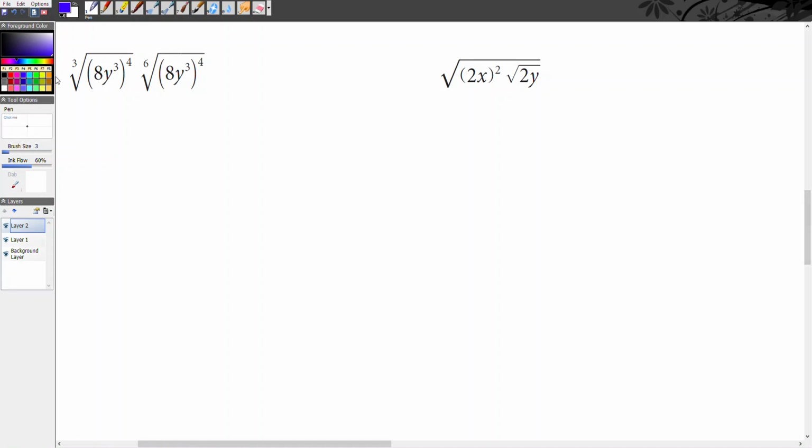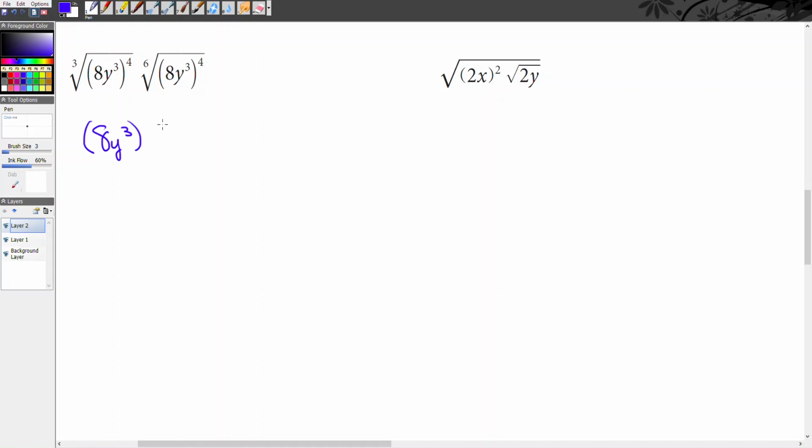So if I take a look at this first example here, I'm looking for the cube root of 8y to the third power raised to the fourth power times the sixth root of 8y to the third power raised to the fourth power. So to simplify this, I'm going to rewrite it using rational exponents. I'm going to say 8y to the third, and instead of writing it using the radical, I'm going to use this as a rational exponent.